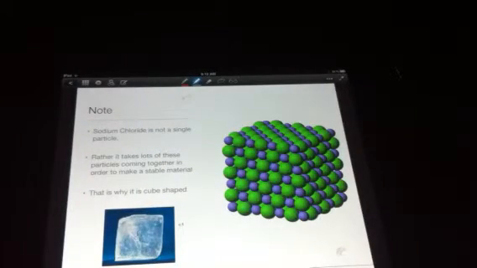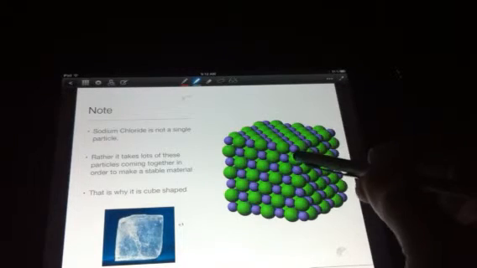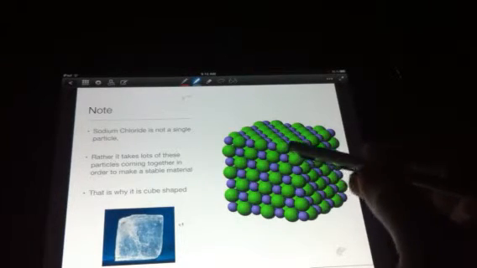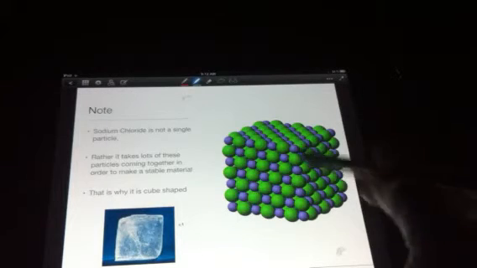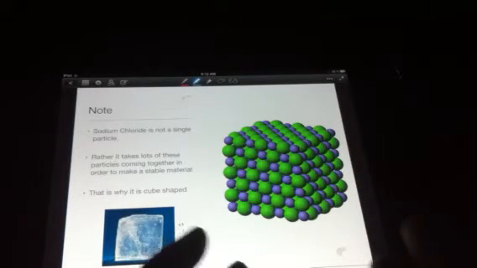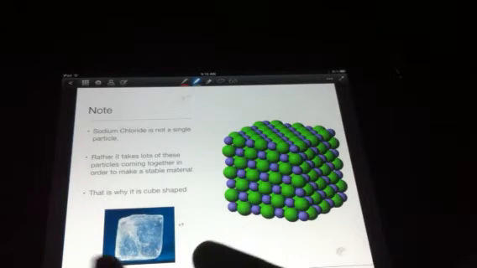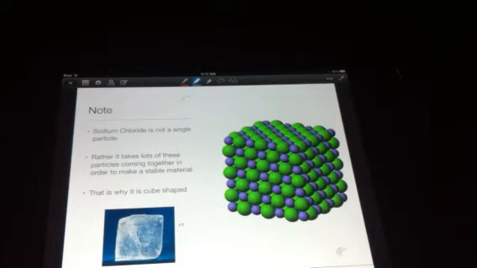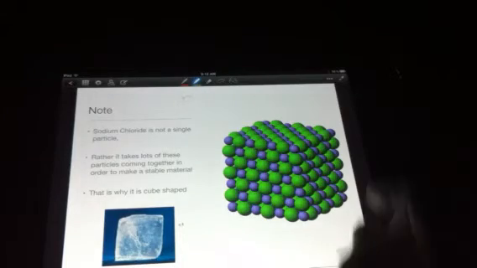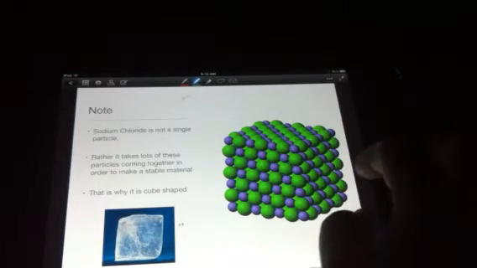Okay, please note that sodium chloride is not a single particle. When you're dealing with ionics, you'll be dealing with crystalline forms. You basically have the atoms. So here's my chlorine, here's my sodium atom. You have them stacked up on themselves into a regular formation or a crystal formation. So we say NaCl, but it's a whole lot of them to make up the salt that you can see. And sodium chloride is cubic. We know that.